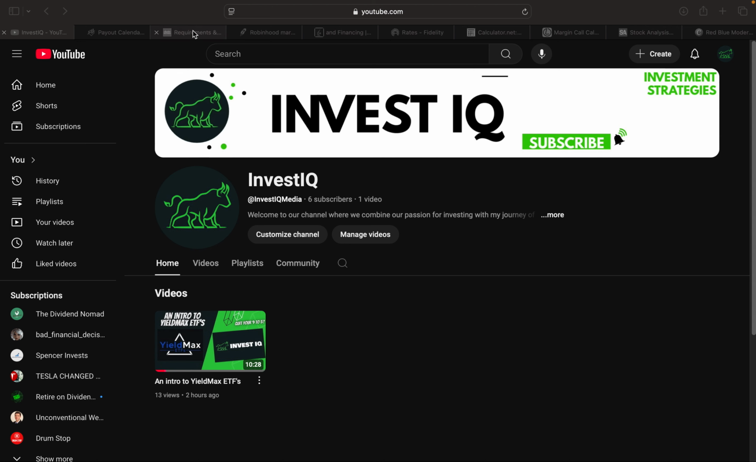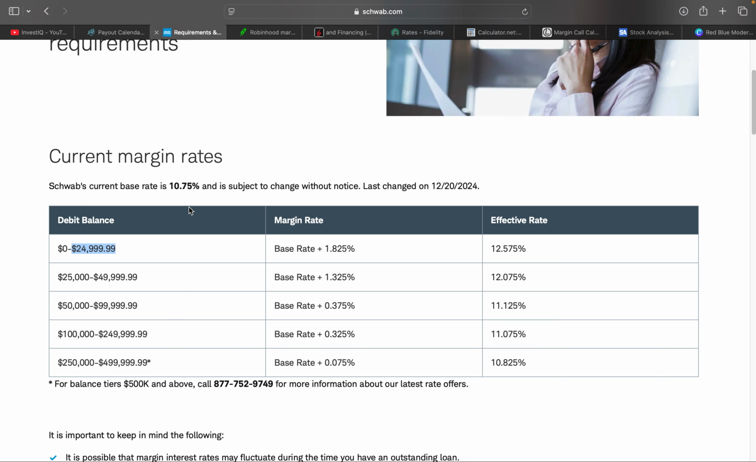As you can see in this first tab, this is Charles Schwab. And they're saying here, if your debit balance is between $0 and $25,000, your effective rate is 12.575%.